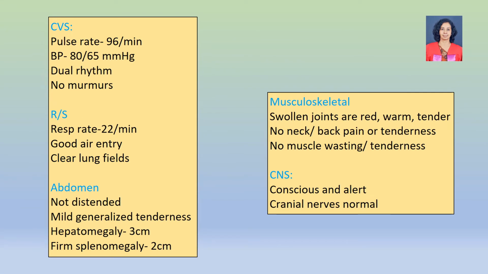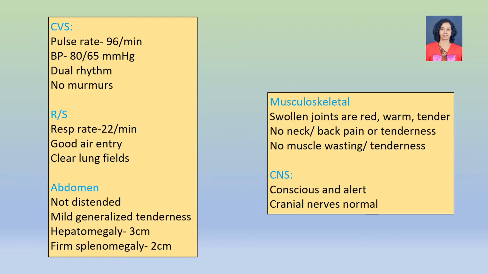His pulse rate was 96 beats per minute with a blood pressure of 80/65 millimeters of mercury. The heart was in dual rhythm and there were no murmurs. Respiratory examination revealed a respiratory rate of 22 per minute with good air entry and clear lung fields. Abdominal examination showed a non-distended abdomen with mild generalized tenderness, hepatomegaly of 3 centimeters, firm hepatomegaly with smooth borders and no nodules, and firm splenomegaly of 2 centimeters.